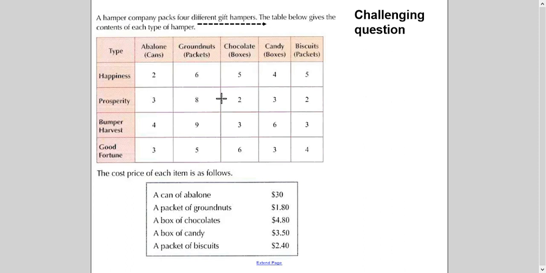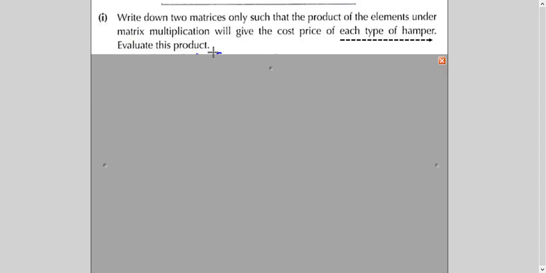Now let's see what the question is. The first part of the question is saying, write down 2 matrices such that when you multiply those matrices, the product of the elements of those matrices gives you the cost price of each type of hamper.